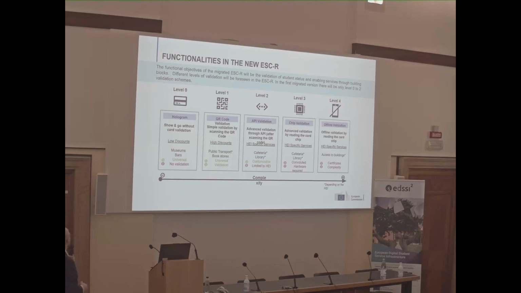Now, a little bit more about the functionalities and the way we validate this. This slide can be expanded a lot more into the future. But we say right now that we have more or less 5 ways of validating a European student card, as were defined in the pilot project and the work that was done before, where we have the hologram, as I mentioned, which is good for show-and-go use cases, where we want to show a card. We don't really mind if it's not valid or not. It's a very simple and easy way.